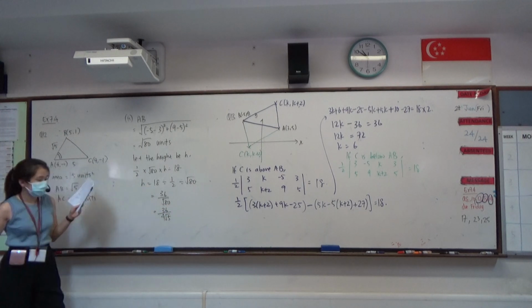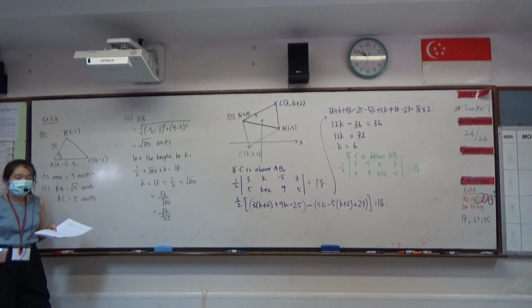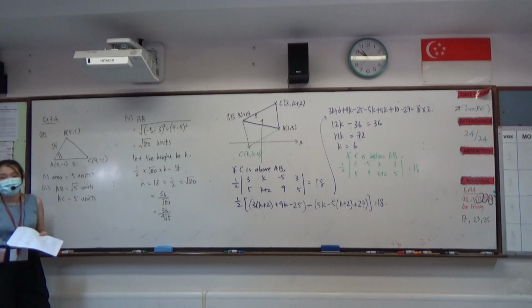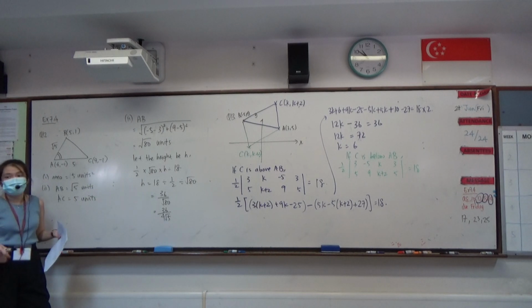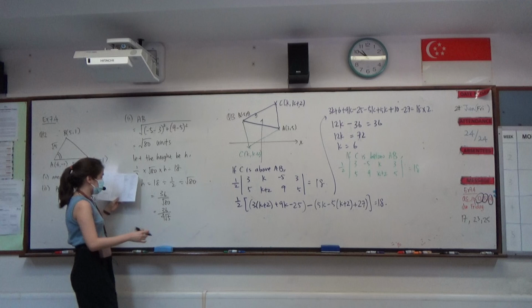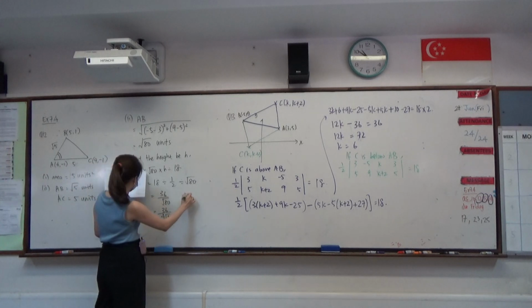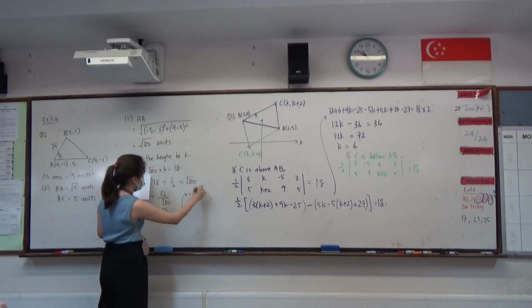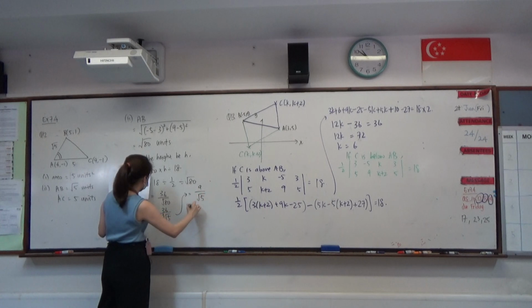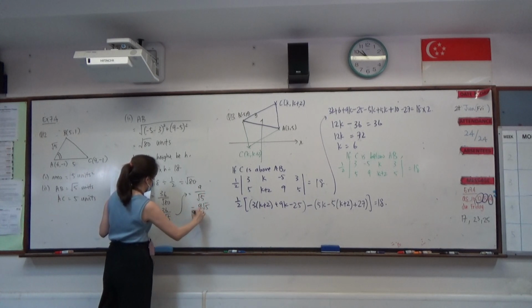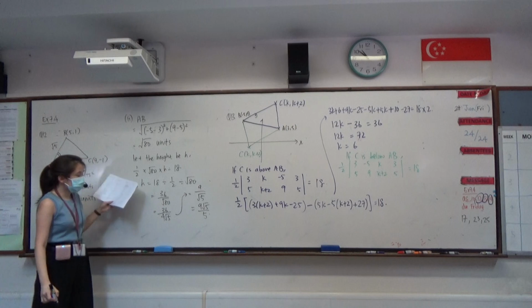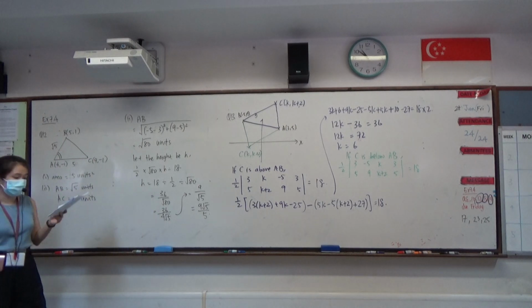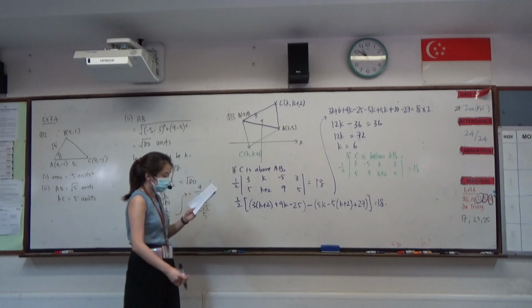Square root 80 can be simplified to 4 square root 5, right? You should definitely have the habit of simplifying your surds, because we have already learned how to simplify them. You should take every opportunity to practice simplification of surds. And we have equals to 9 square root 5 over 5, and that will be the height.